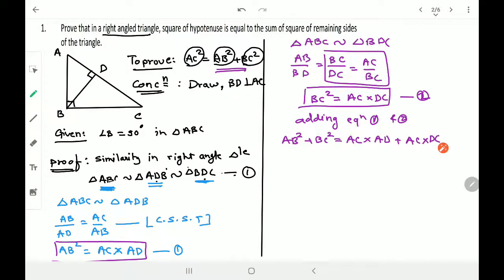कुछ नहीं किया, बस ऐड किया. I hope you understand. तो ये था मेरा वन साइड और ये था मेरा अदर साइड एज एडेड. क्लियर? So AB square plus BC square, I got it.